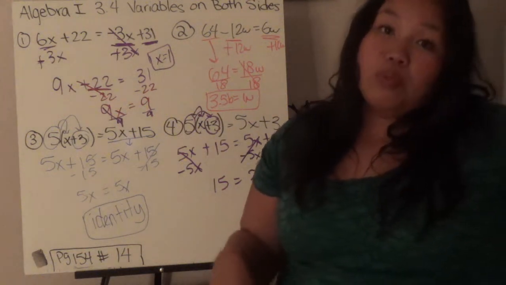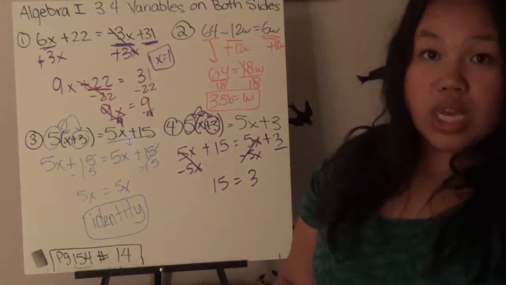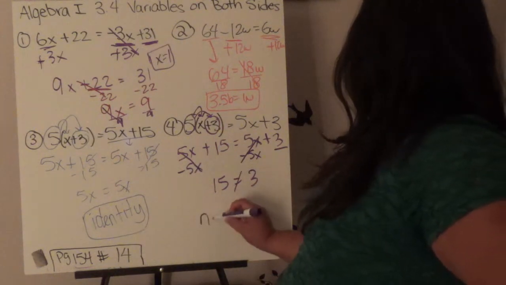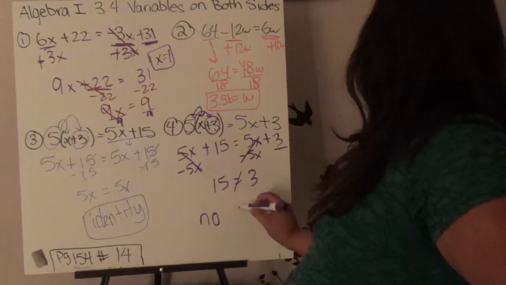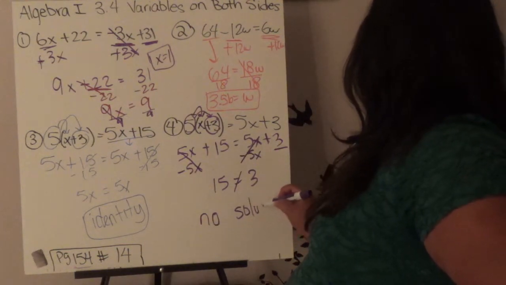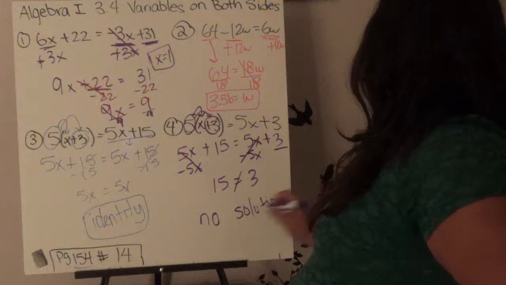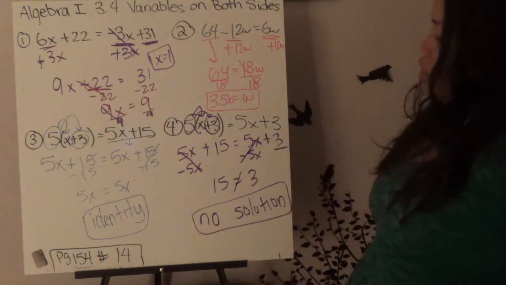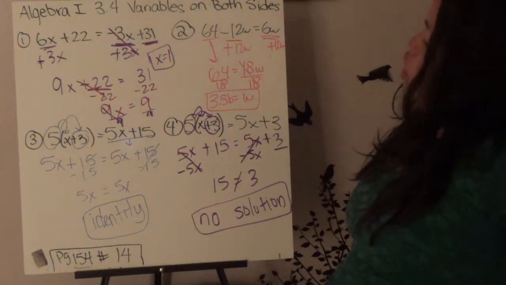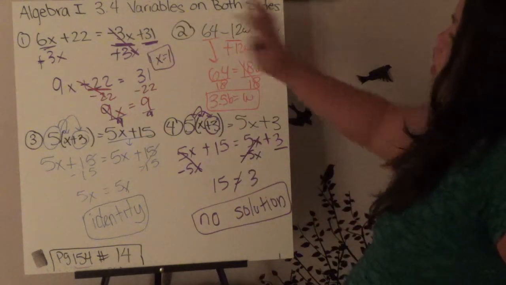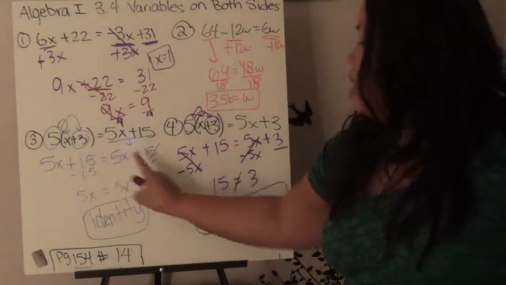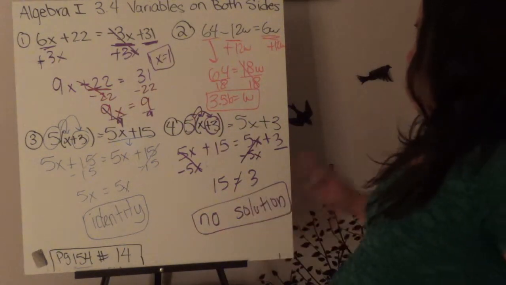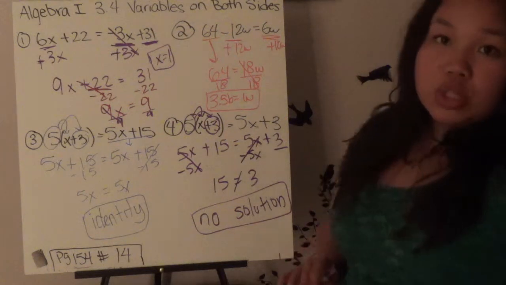Now think about this. When in math will you end up with 15 equals 3? Well, because 15 will never equal 3, and this is not true, and I got rid of all of my x's, my only way out is to say no solution. Because there's no way I'm going to get 15 equals 3 and I have no x's to work with. Alright? So these are variables on both sides, but if I end up with the same exact thing on both sides, it's called an identity. If I end up with numbers with no variables, then I end up with no solution.